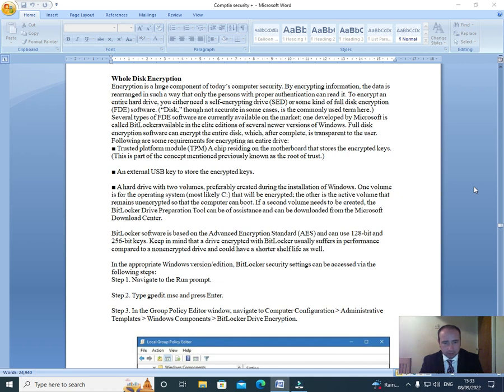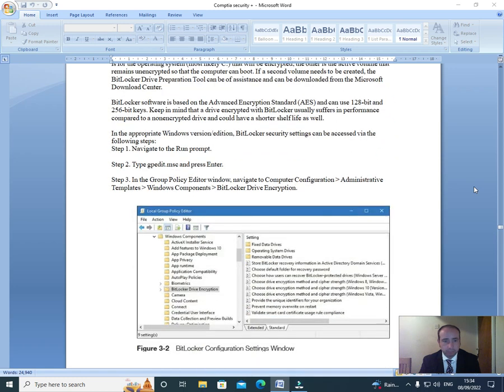BitLocker software is based on the Advanced Encryption Standard (AES) and can use 128-bit and 256-bit keys. Keep in mind that a drive encrypted with BitLocker usually suffers in performance compared to a non-encrypted drive and could have a shorter shelf life as well.